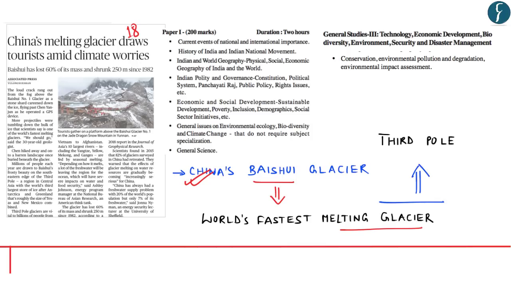In your prelims paper, this forms a part of paper 1 under general issues on environment, ecology, biodiversity as well as climate change, and in GS paper 3 on conservation as well as degradation and environmental impact assessment. In this news analysis, let us understand the importance of this third pole and also the fact that how this entire area feeds the rivers of this particular region.